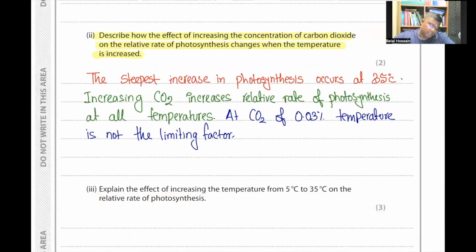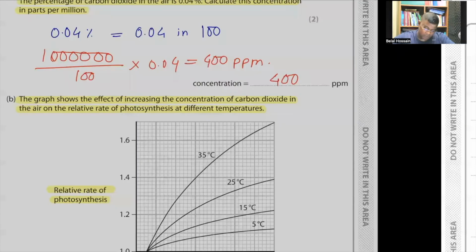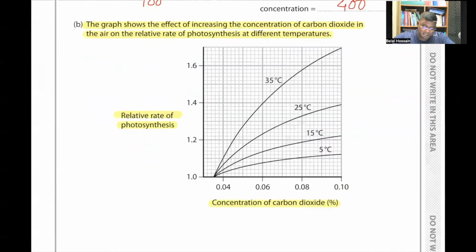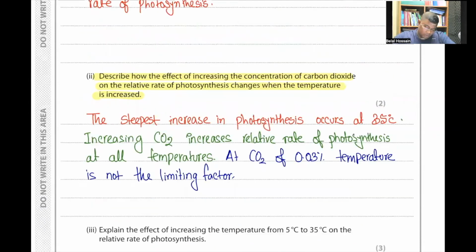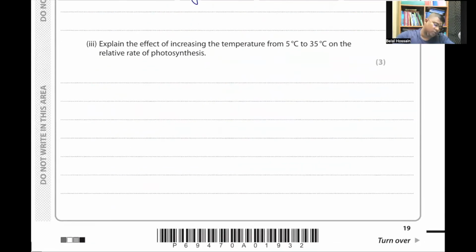However, there is a steepest increase in photosynthesis that occurs at 35 degrees Celsius. As you can see, at 35 degrees Celsius, the rate of photosynthesis is the highest. And increasing CO2 increases the relative rate of photosynthesis at all temperatures. As you can see, increasing the CO2 concentration increases the rate of photosynthesis at 5, even at 15, 25, and also at 35. So moving on, at CO2 of 0.03%, temperature is not the limiting factor at that particular point. That's why increasing temperature has no effect.